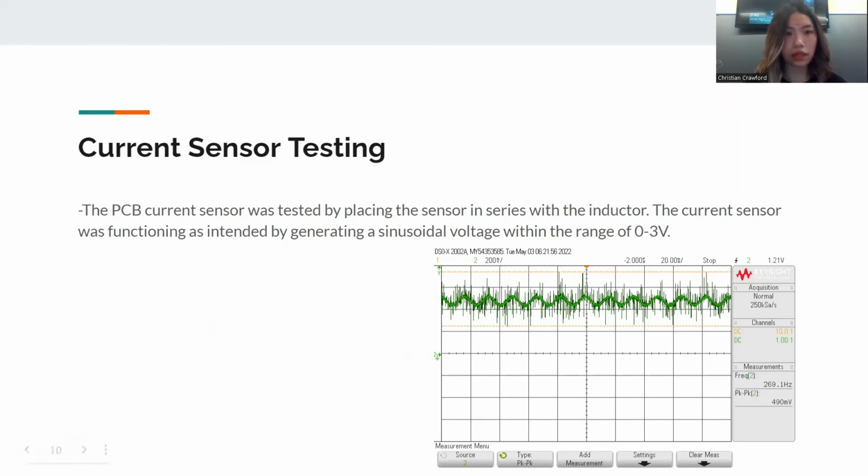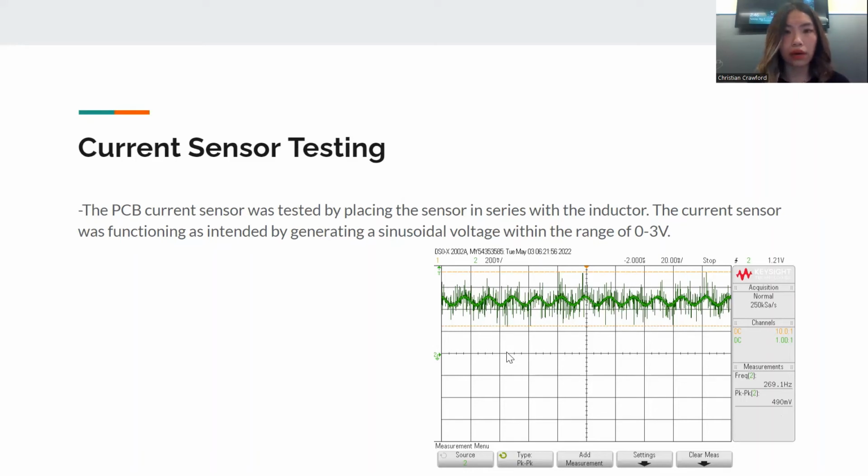The next is current sensor testing. The PCB current sensor was tested by placing the sensor in series with the inductor. The current sensor was functioning as intended by generating a sinusoidal voltage within the range of 0 to 3 volts. In the figure below, the peak-to-peak voltage is 490 millivolts. At the end, the voltage and current sensor met all the requirements.